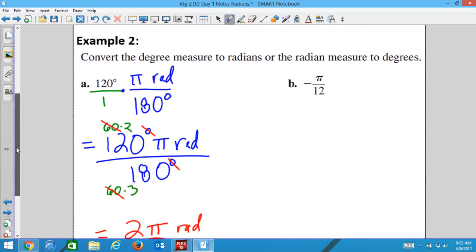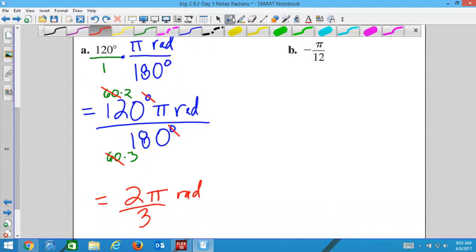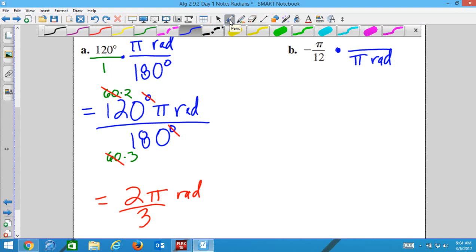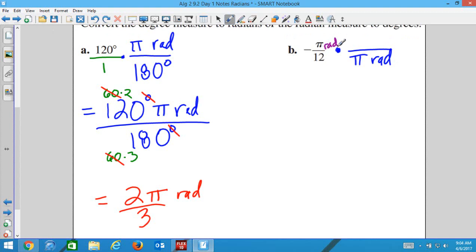How about the other one? The other one is negative pi over 12. What form is negative pi over 12 in? It's in radians because there isn't a degree symbol. Since it's in radians, I need to convert it to degrees. I'm going to be multiplying by something that divides the radians, so I can cancel out the radians. If you need to write in the word radians here, it's okay too. So what goes on top is degrees.